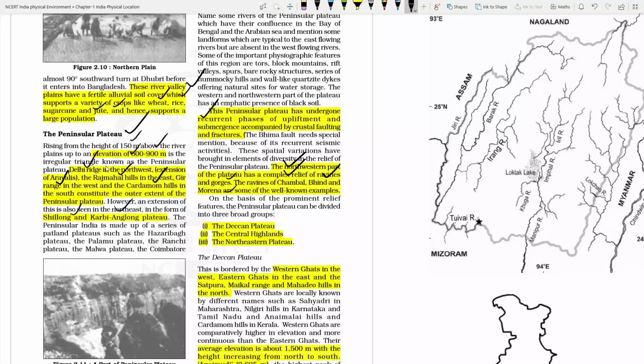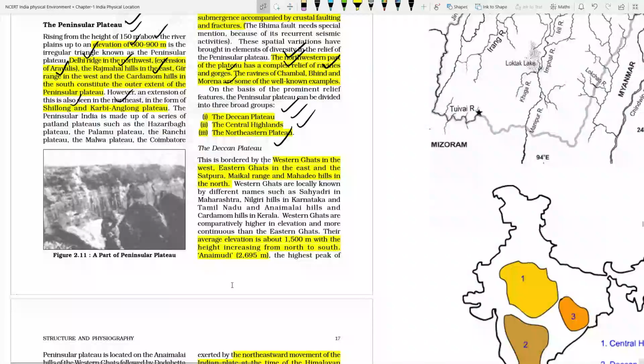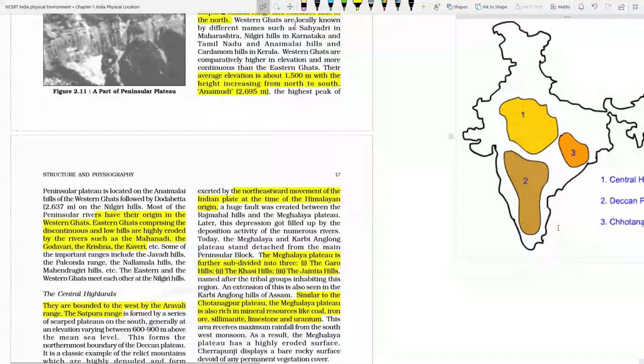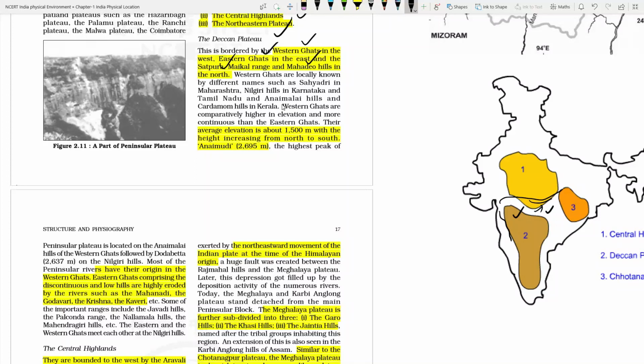This Peninsular plateau can be subdivided into Deccan Plateau, Central Highlands and Northeastern Plateau. The Deccan Plateau, as we know, is made up of lava, and it extends from the Western Ghat on the western side, Eastern Ghat on the eastern side, Satpura mountain on the northern side, and Mahadev hills in the north. You can see this second portion. On the northern area, you can see Vindhyas and Satpura hills, and on the west side Western Ghats are there. On the eastern side, you can see certain small hills and mountains. On this side, Mahadev hills are there.